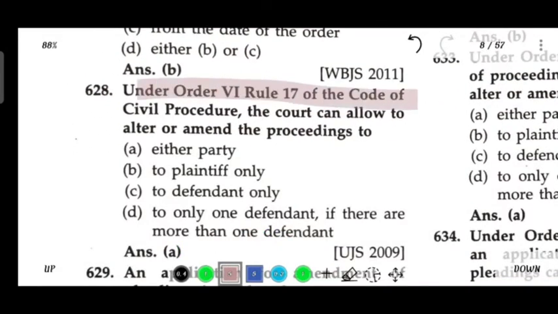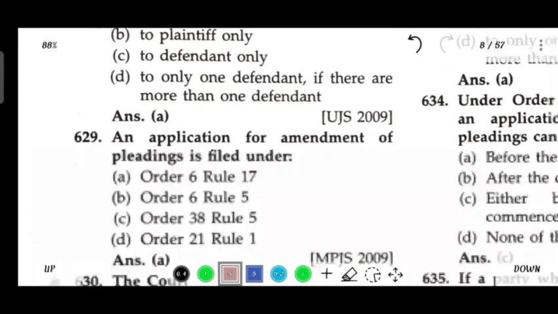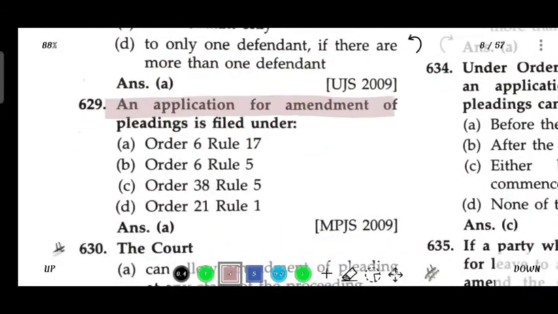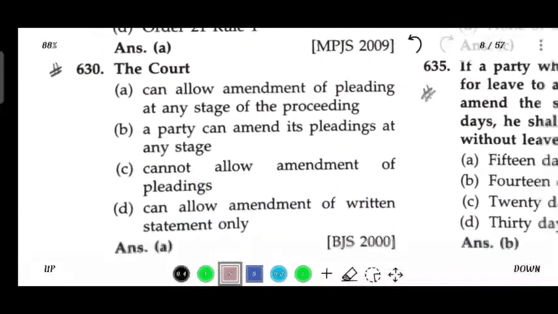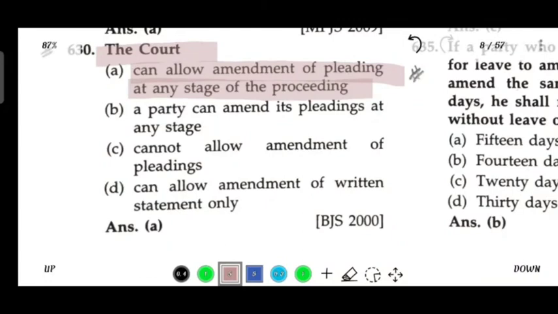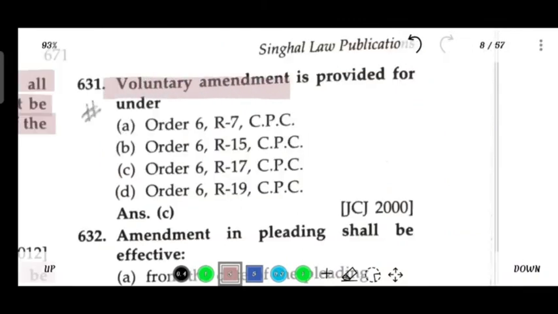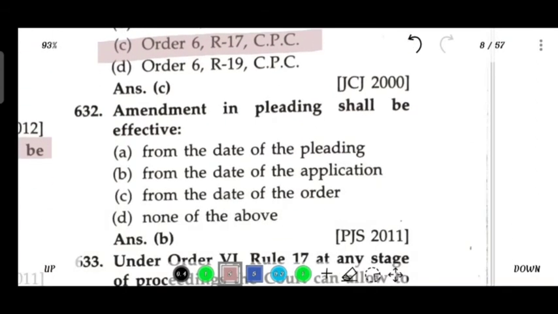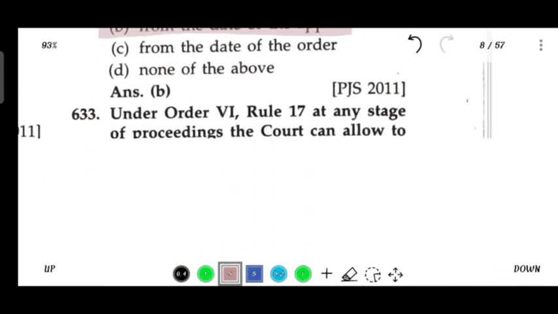Under Order 6, Rule 17 of the Civil Procedure Code, the court can allow either party to alter and amend the pleading. An application for the amendment of the pleading is filed under Order 6, Rule 17. The court can allow the amendment in the pleading at any stage of the proceeding. Voluntary amendment is provided under Order 6, Rule 17. Amendment in the pleading shall not be effective from the date of the application.